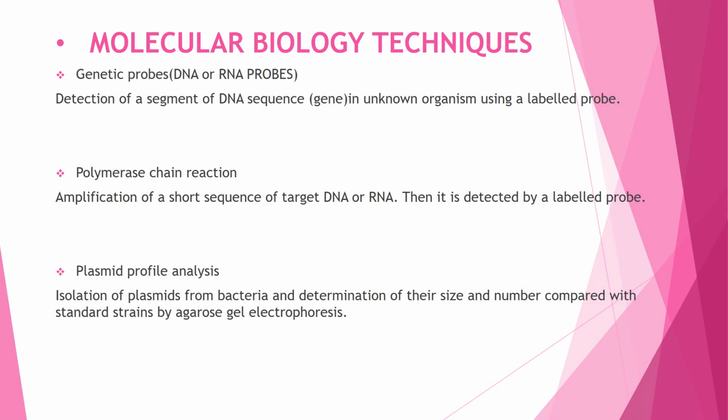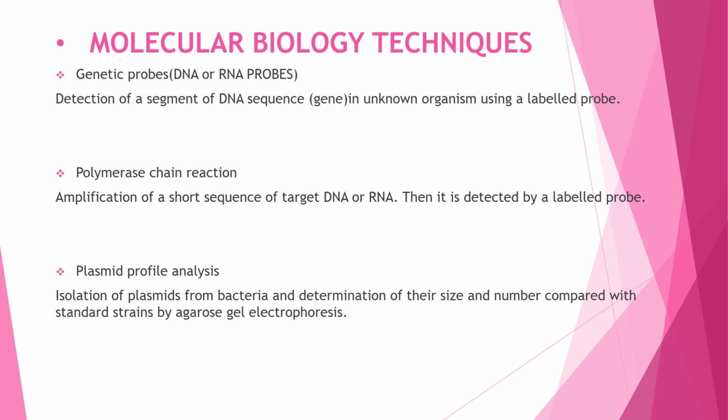Molecular biological techniques. Genetic probes, polymerase chain reaction, and plasmid profile analysis are used as molecular biological techniques. For the genetic probes, DNA or RNA probes are used. Detection of a segment of a DNA sequence in an unknown organism using a labeled probe is known as a genetic probe. This means that by using a labeled probe we can identify the unknown DNA sequence of an organism, whereas the polymerase chain reaction is the amplification of a short sequence of target DNA or RNA. After that, it is detected by a labeled probe.